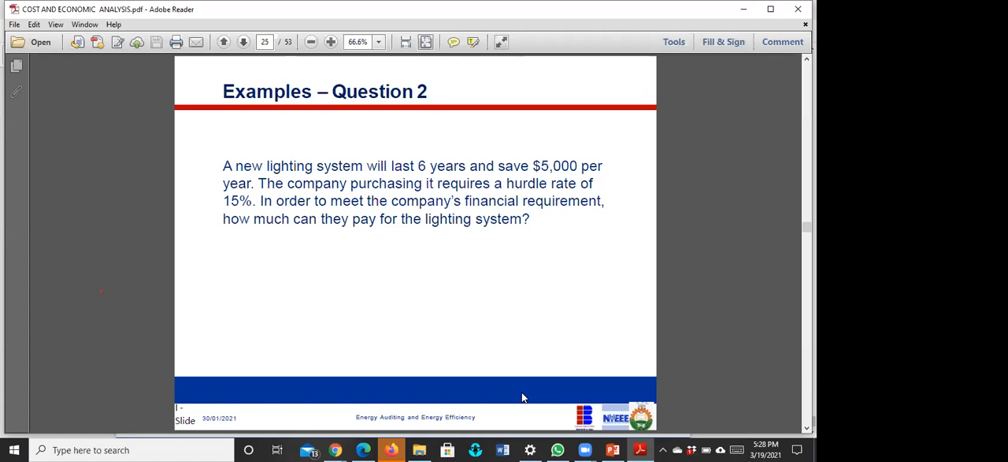So it says, in order to meet the company's financial requirements, how much can they pay for the lighting system? This is where you ask, if you're going to save 5,000 for them for the next 6 years, what is the minimum amount? The system you are recommending, how much is it going to cost? So this is what you're going to solve now.